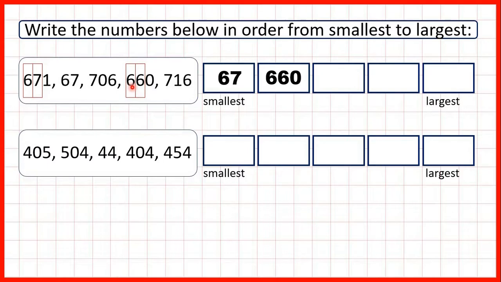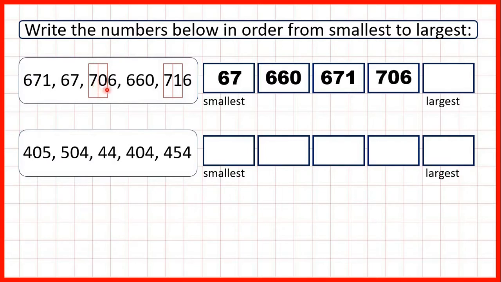So 660 is our next smallest number, and then we have 671. So that leaves us with these 2 numbers, which both have 7 hundreds. So again, we need to look across at our tens digits. Here we have a 0, and in this number we have 1 as our tens digit. So that means 706 is next smallest, and then our largest number is 716.